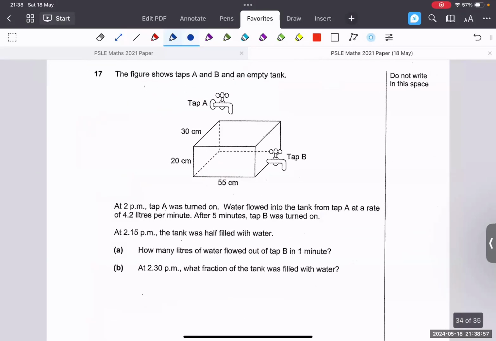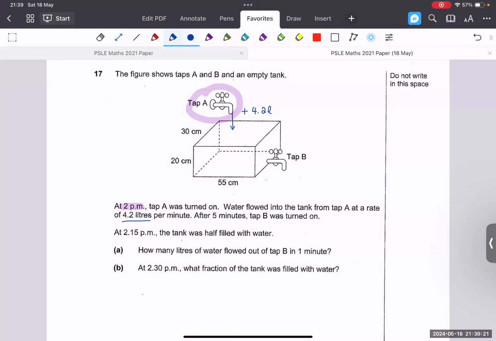Last question, rate. Okay, at 2 p.m., tap A was turned on. Water flows into the tank by tap A at a rate of 4.2 liters. Usually, my suggestion is to write into the diagram. If water flows into the tank, it means it's adding, right? Put a plus so that you know.